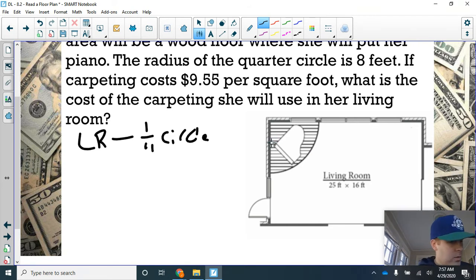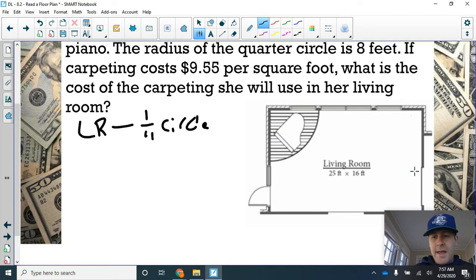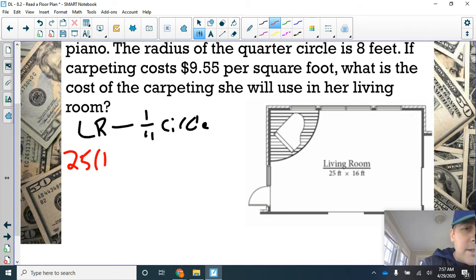So first of all, how do we find the area of the living room? Well, a living room is a rectangle, and we talked before that the area of a rectangle is length times width. It tells us here it is 25 feet by 16 feet. So it would just be 25 times 16, because the length is 25 feet and the width is 16.